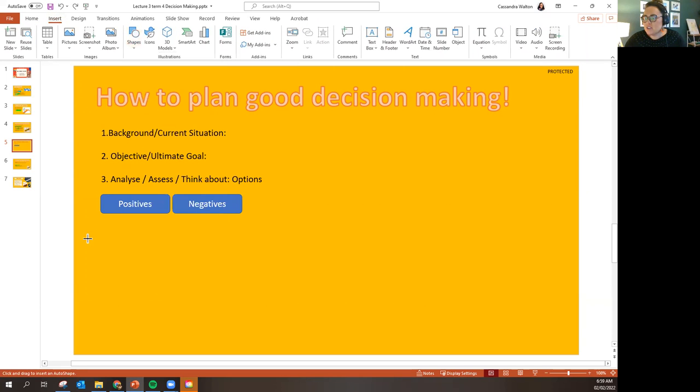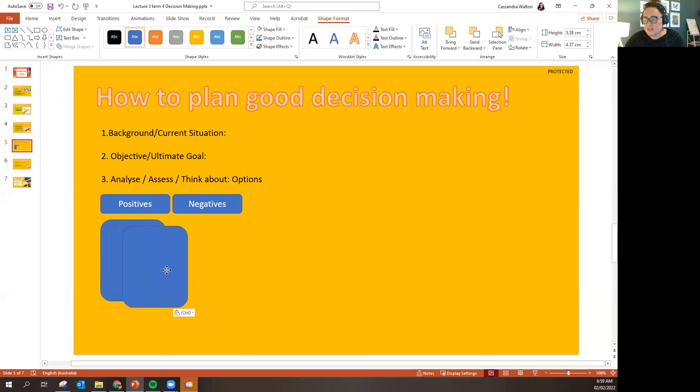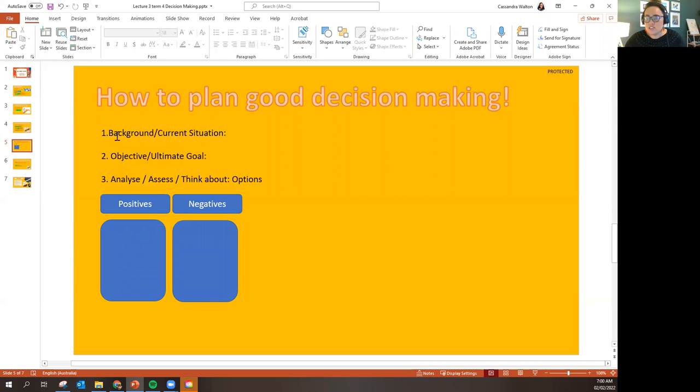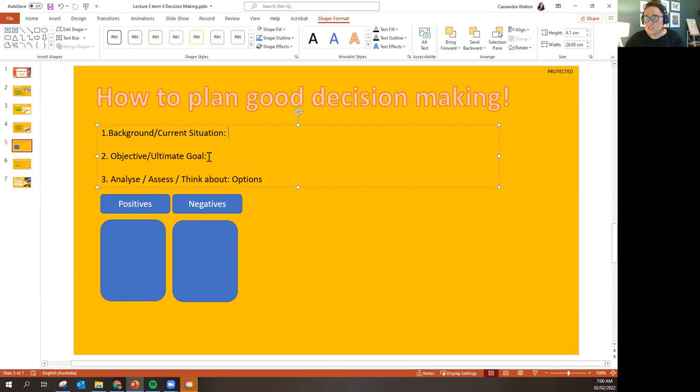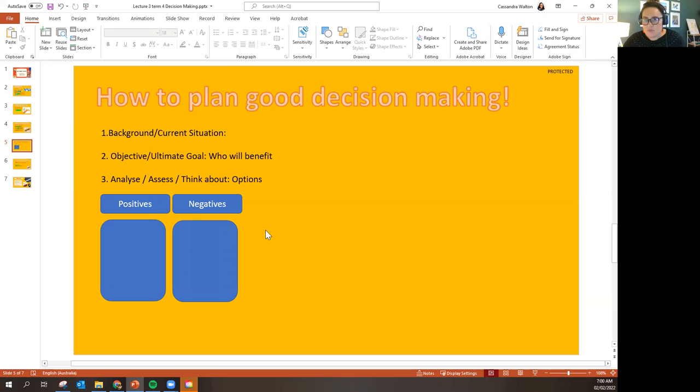Then you would list down all the positives about making the choice and the impact. And then you'd list down all the negatives. So you'd think, okay, what's the current situation? What's the goal? Who will benefit? Will the community benefit from this decision? Will you benefit from the decision? Will your family benefit? And then you need to think about the options. So you need to come up with positives and negatives.